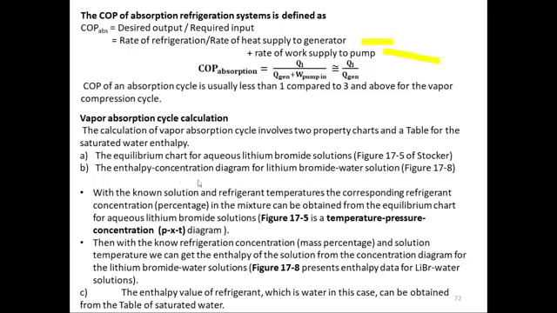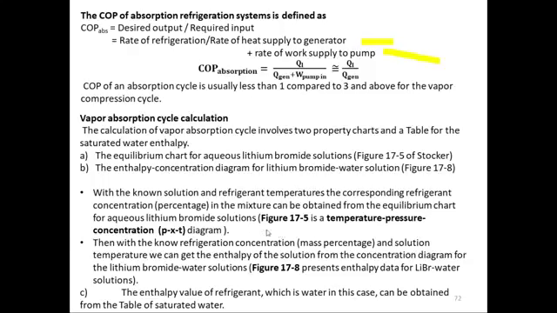So this is the enthalpy concentration diagram. With the help of this, once we know the concentration from part A, we can use that concentration to find the enthalpy in part B. So, figure 17-8: with the known solution and refrigerant temperature, the corresponding refrigerant concentration percentage in the mixture can be obtained from the equilibrium chart for aqueous lithium bromide solution.